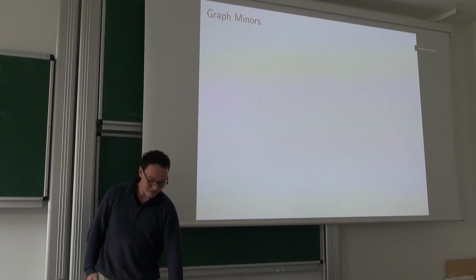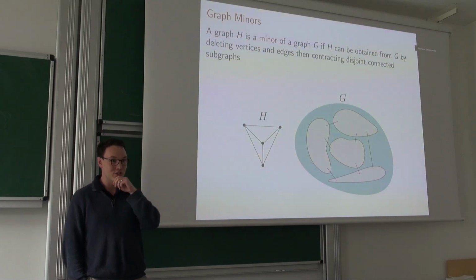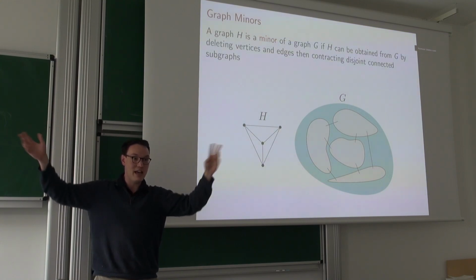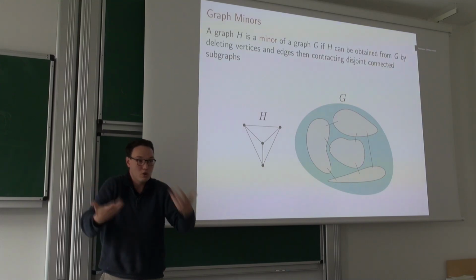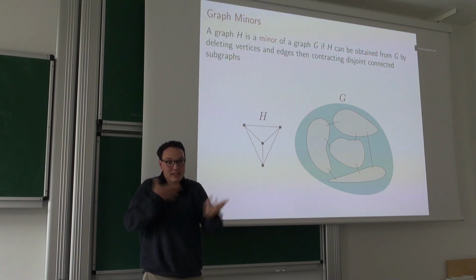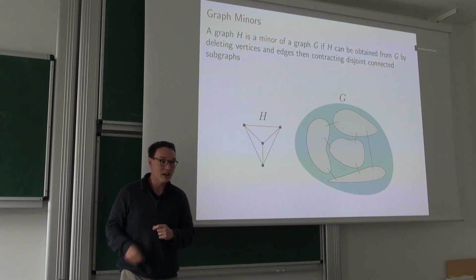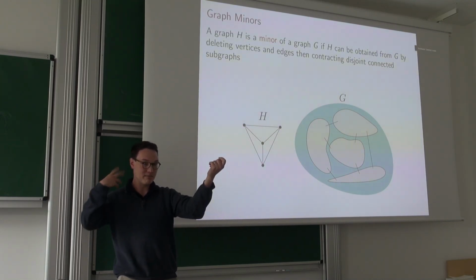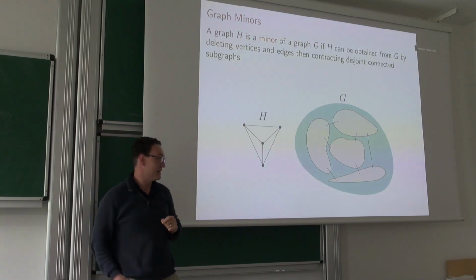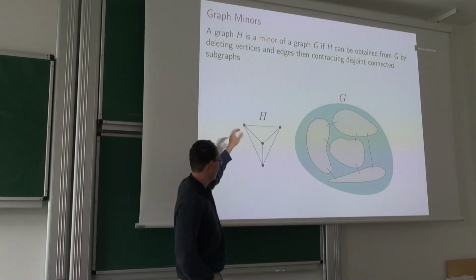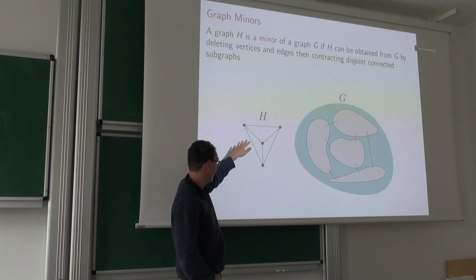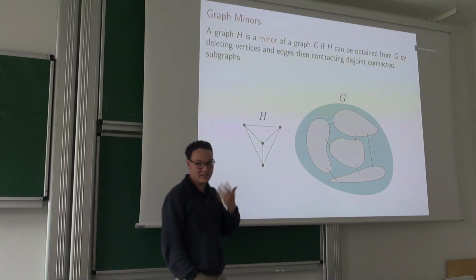So what is a minor of a graph? A graph H is a minor of a graph G if we can obtain H from G by deleting vertices, deleting edges, and contracting edges. Or equivalently, we can think of H as a minor of G if in G we have a collection of disjoint connected subgraphs, each corresponding to a vertex in our minor H, where two of these connected subgraphs are adjacent whenever there is a corresponding edge in H. So here we've got H, we've got G, and we've got four connected subgraphs. H is the complete graph on four vertices, so each of these connected subgraphs is pairwise adjacent.